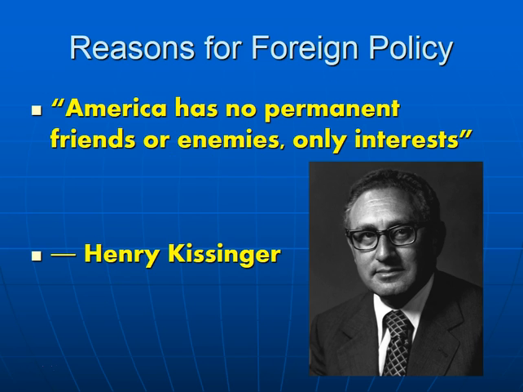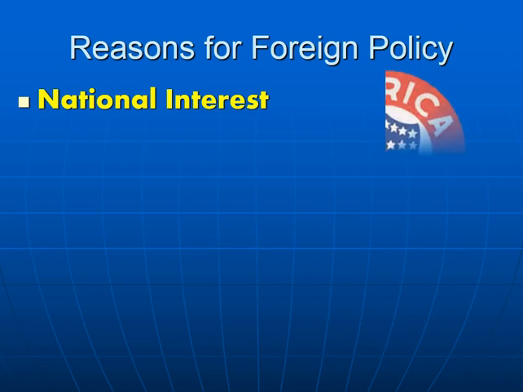So we begin with a quote from Henry Kissinger, former Secretary of State. He said, "America has no permanent friends or enemies, only interests." And what he means by this is when America deals in foreign policy, really everything that we do is based on our own self-interest. It's always in what's in the best interest of the United States. So whenever we make decisions, it's usually not about right or wrong, it's about what can help America.